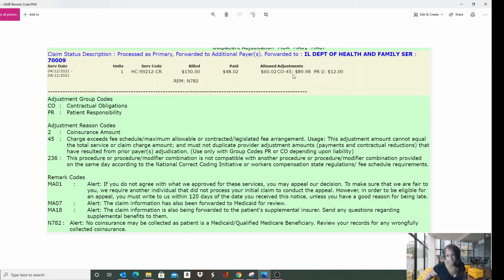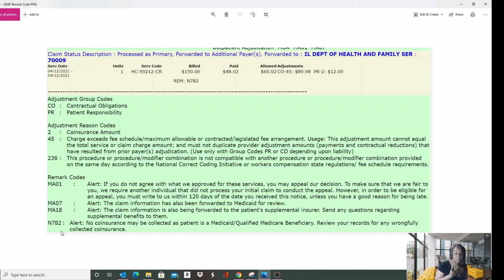Sometimes folks pay attention to this area, the CAS codes, but they don't really pay attention to the remark codes. The remark code is telling you no coinsurance may be collected as the patient is a qualified Medicare Medicaid beneficiary. So use your systems to flag those patients so you don't erroneously bill them, meaning don't bill them, don't put them in collections. Don't collect at the time of service, right? Make sure you're not collecting that money because the government prohibits you from collecting cost share for a patient who is a QMB. So be on the lookout for your N782s within your system.